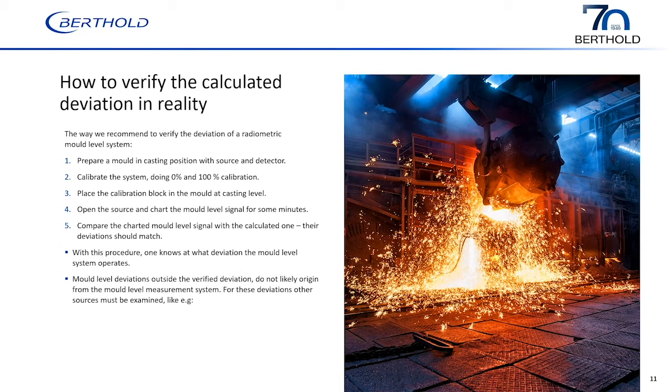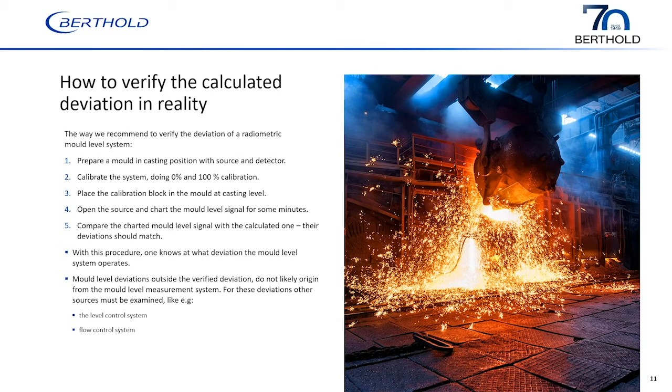But in case you find out that you have a mold level deviation that is more than expected from your theoretical calculation, you should be looking for deviation in other sources. Other sources should be examined, like the level control system. For example, the PID regulation of your level control system might not be optimized for the quick response time of the mold level system.